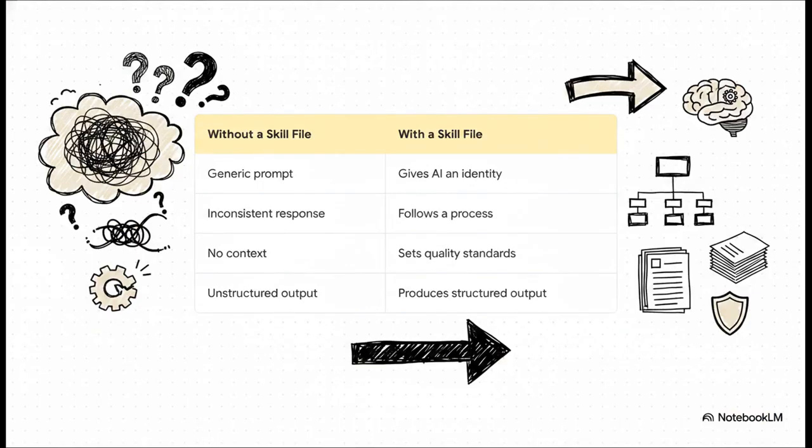Okay, think about it like this. When you open up ChatGPT or Claude and just type something generic, like, help me analyze this job posting, you're going to get a response. But it's generic. It's inconsistent. The AI has no professional context.